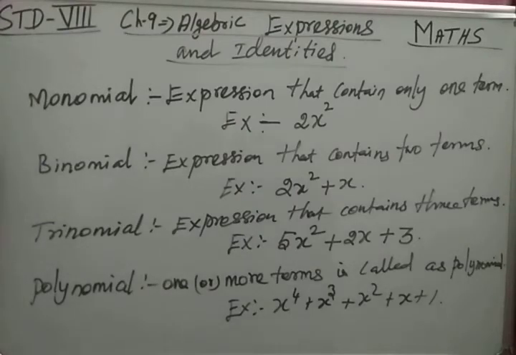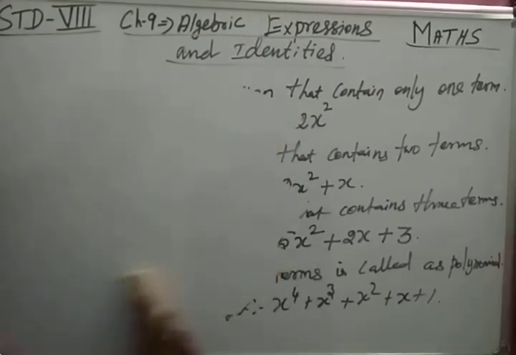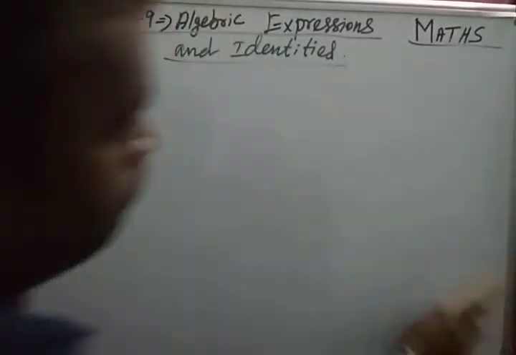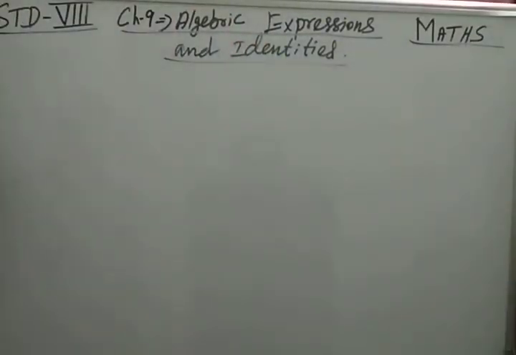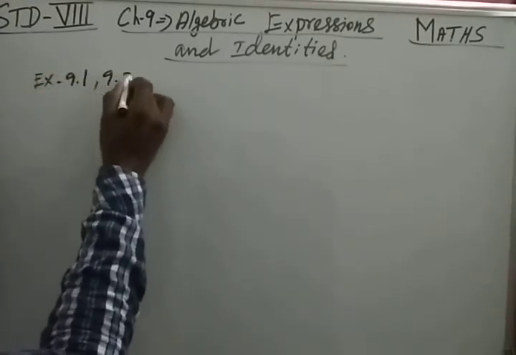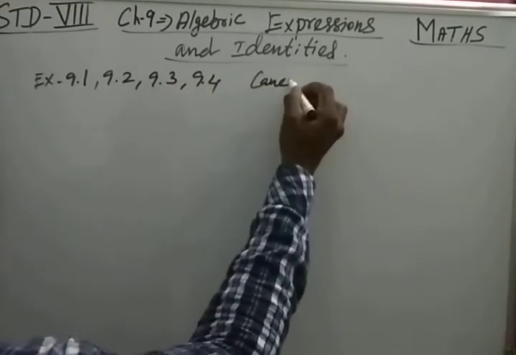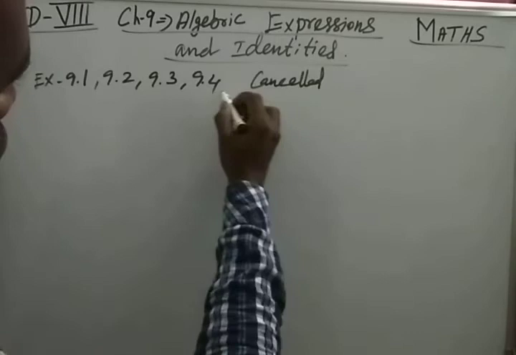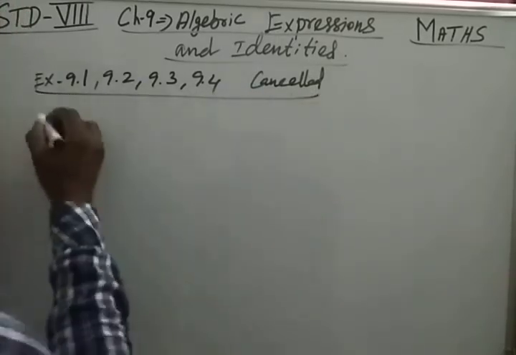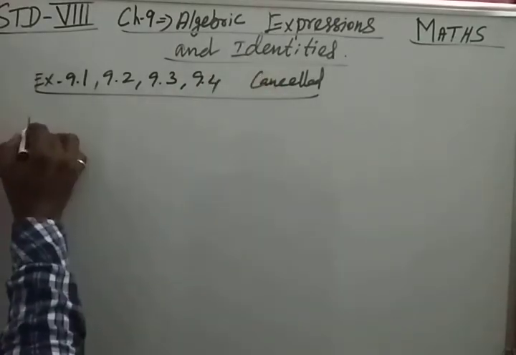The next very, very important topic is identity. So in this I am telling you, 9.1 no need. Exercise 9.1, 9.2, 9.3, 9.4 are cancelled. We can do now exercise 9.5. It is based on the identities.